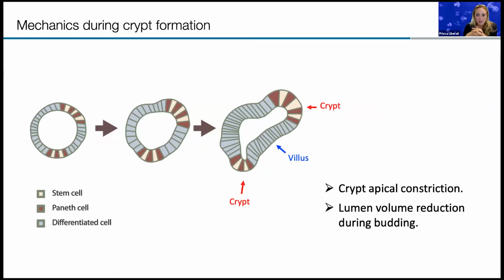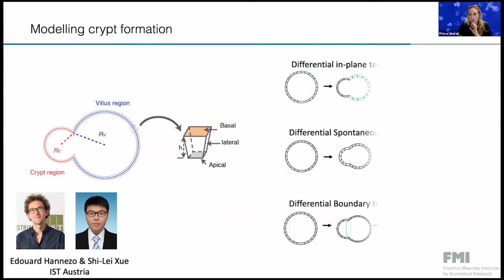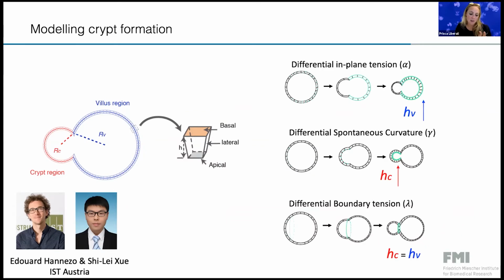This is when we also started collaborating with Edouard and Sylvain, and we started designing a 3D vertex model that divides the organoid into two parts, the crypt region and the villus region. From all of this, we can input the height of the cells, and the apical, lateral and basal contraction. The three different possible models that they were able to design were one where you have differential in-plane tension. That means that the full organoid contracts, so there's a full in-plane tension around. The other one is a differential spontaneous curvature.